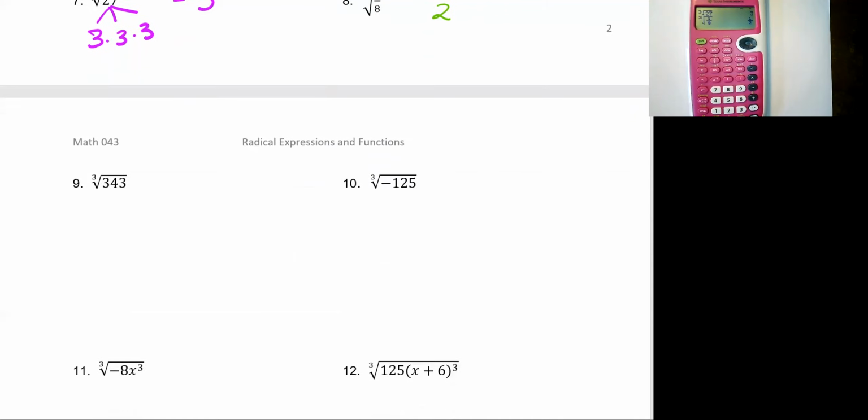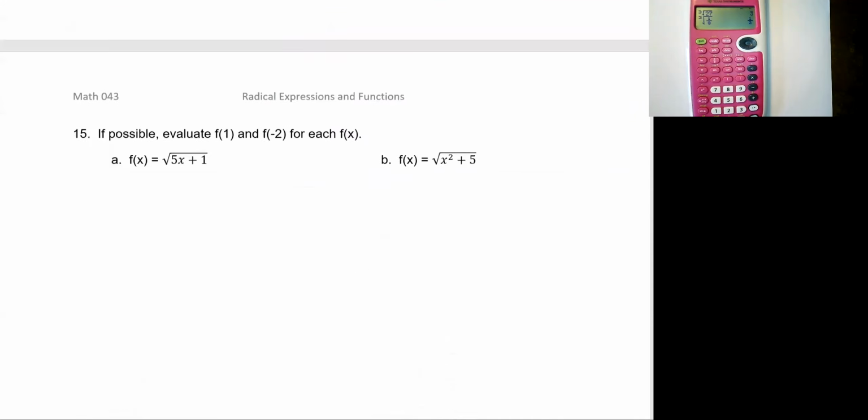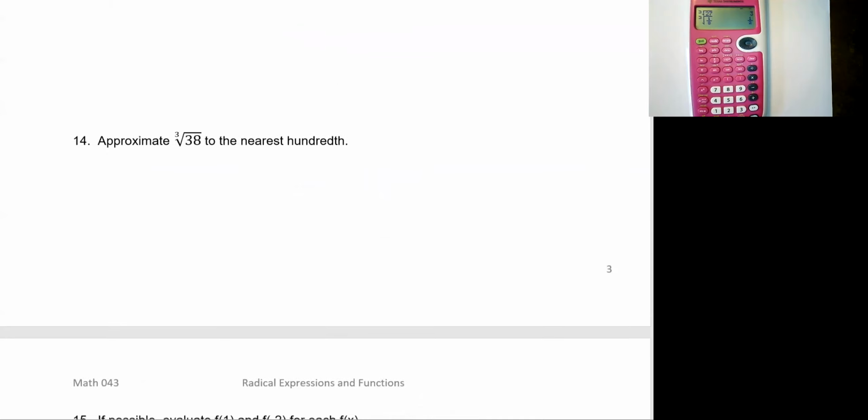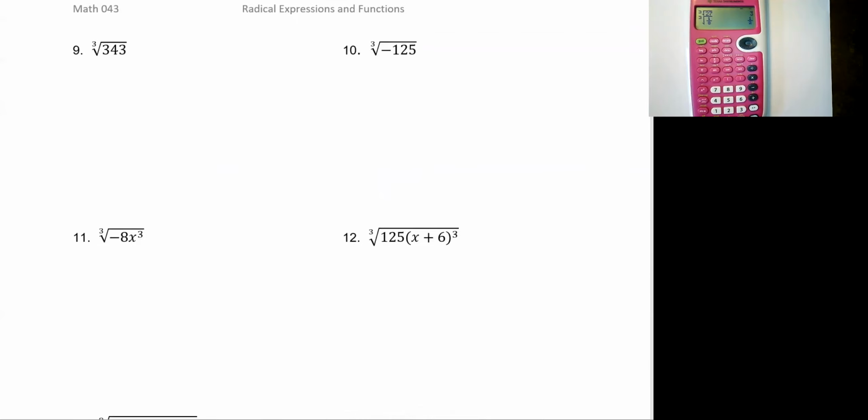Number 9, we need the cubed root of 343. So we're trying to figure out what number times itself 3 times will give us 343. We can use our calculator. The cubed root of 343 is equal to 7. So that means that 7 times 7 times 7 is 343. So our answer is 7.